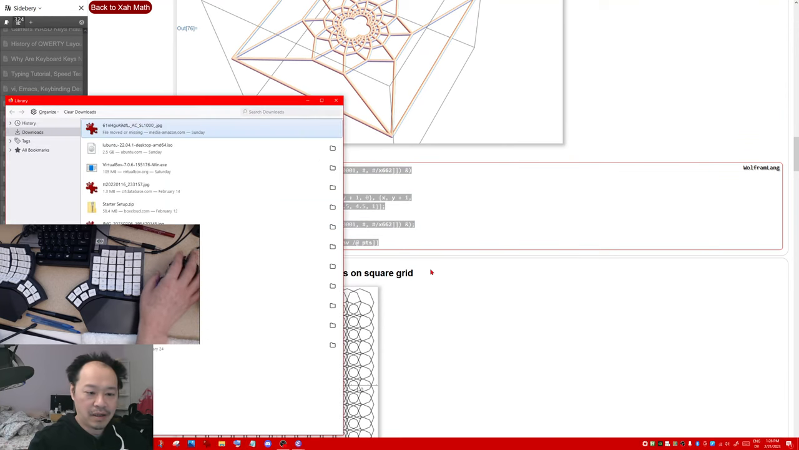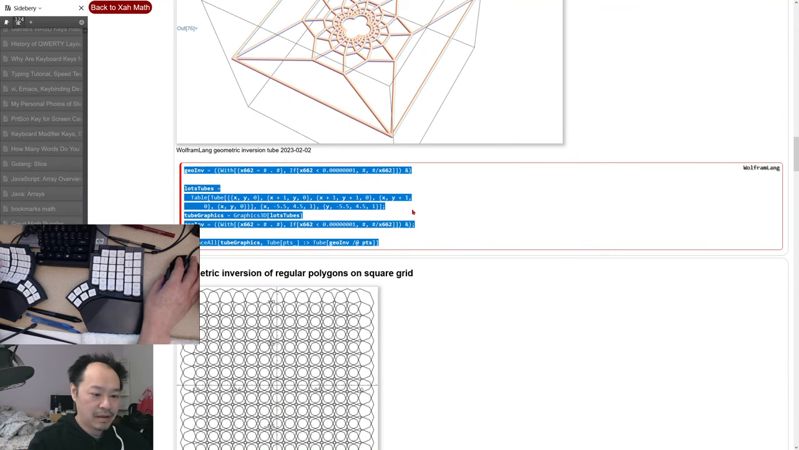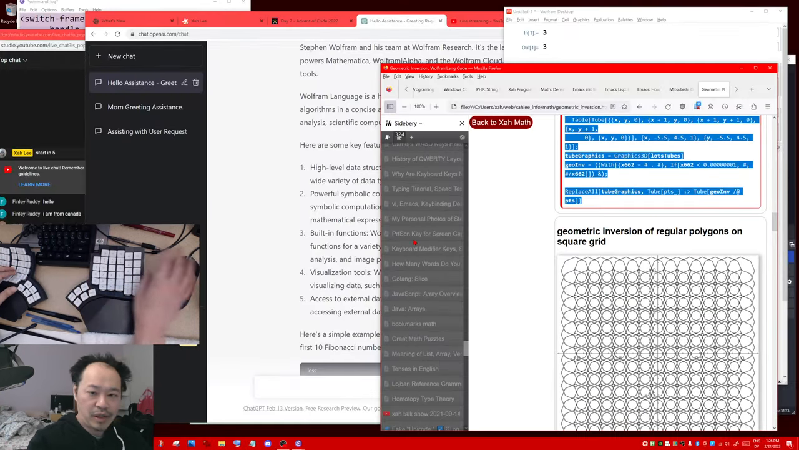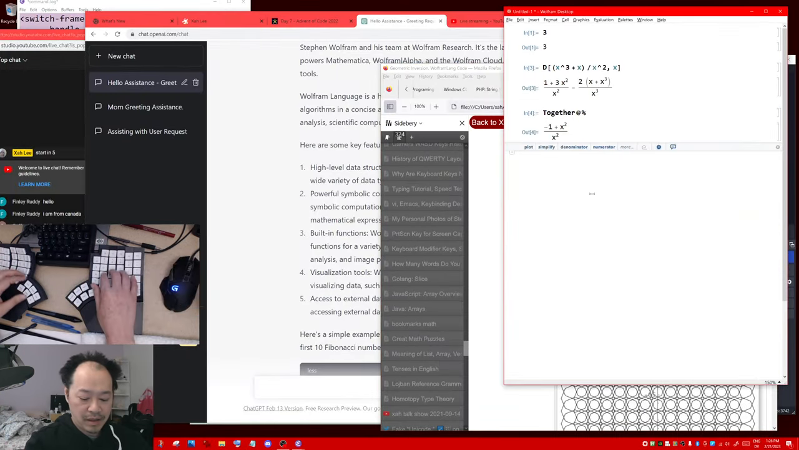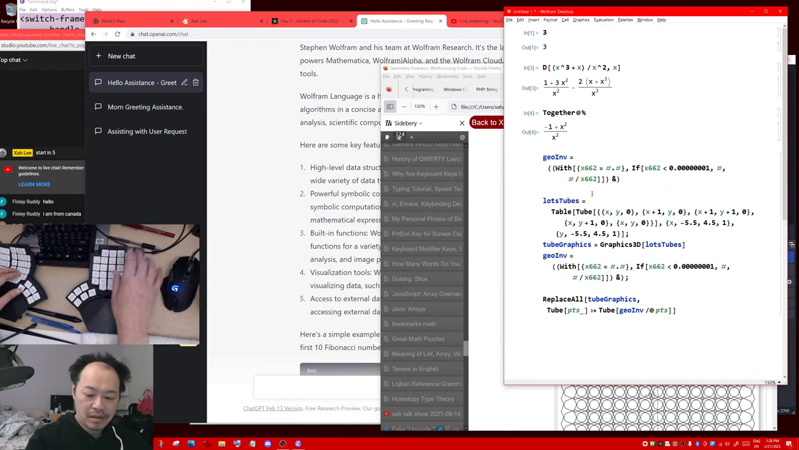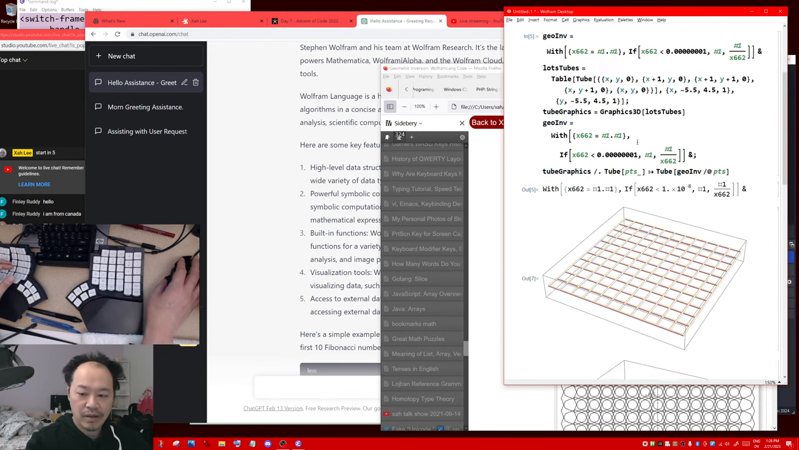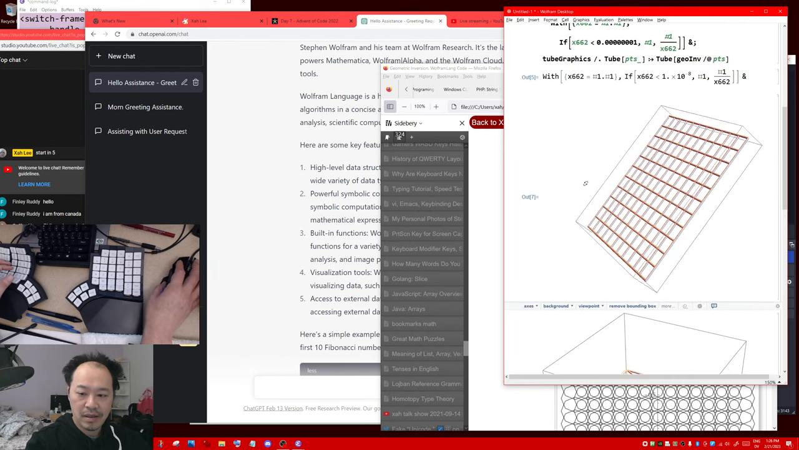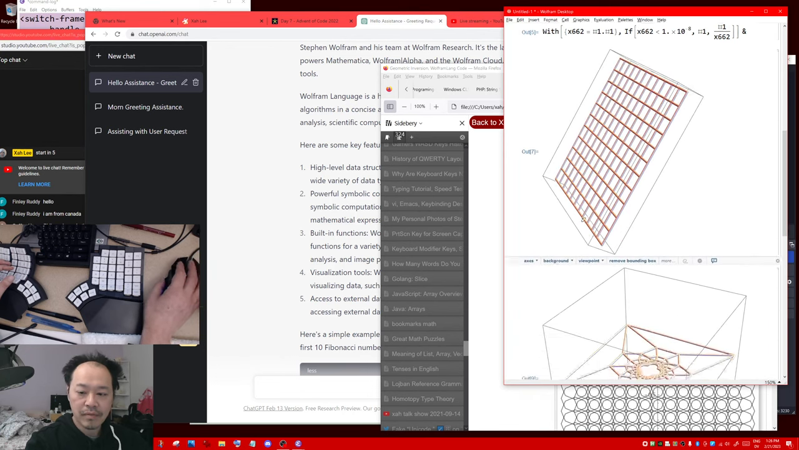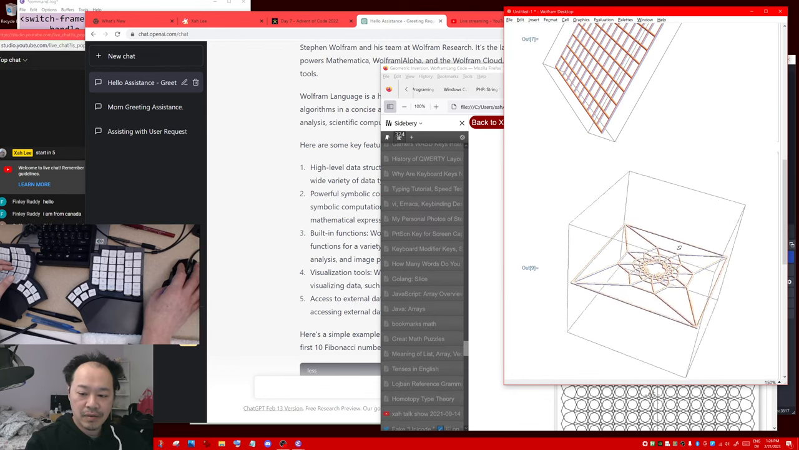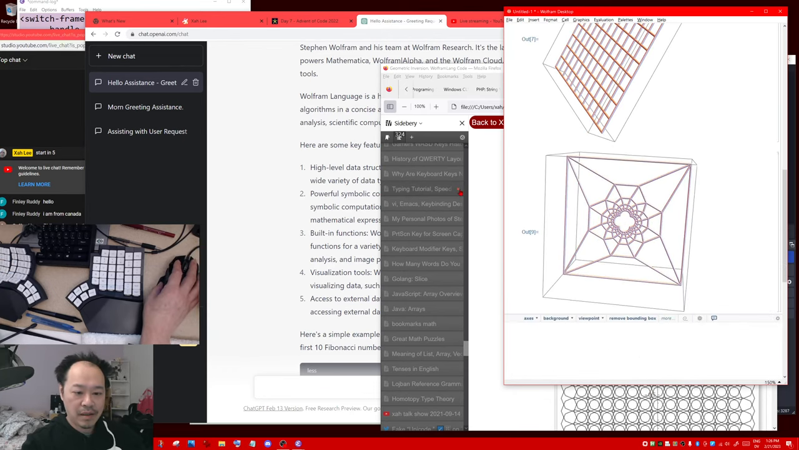So we did this, copy, shrink, let's go here and paste. Okay, there is the code. Shift control N to make it look nice and shift enter to evaluate it. So you can see there is a grid and there is a result, the 3D case.